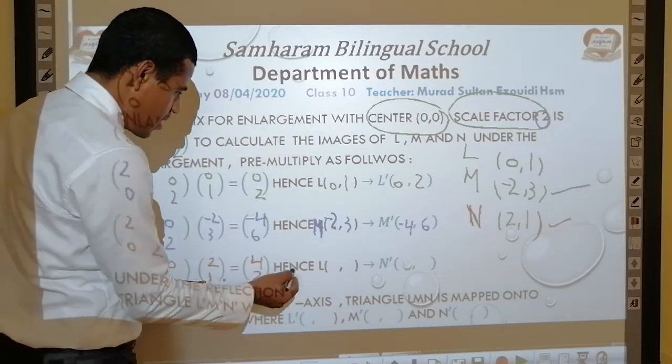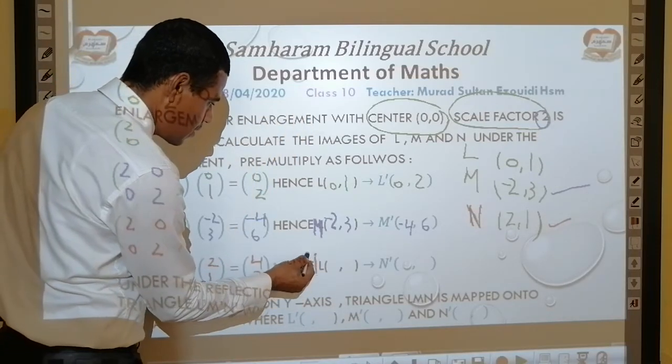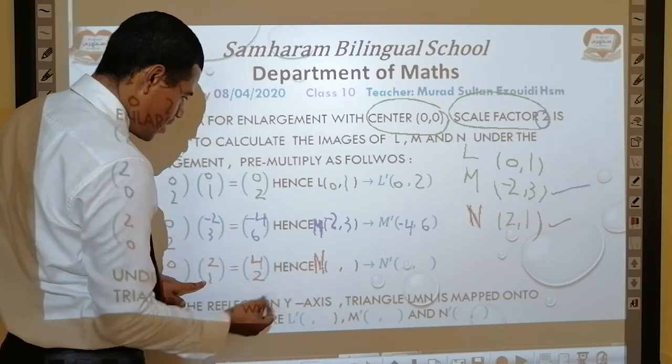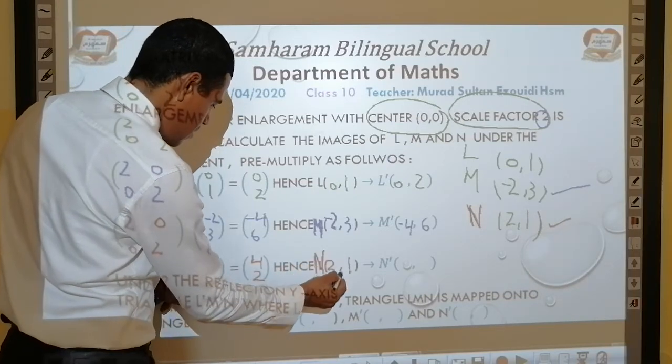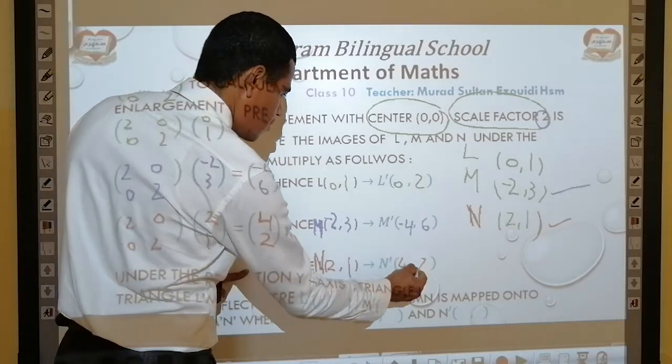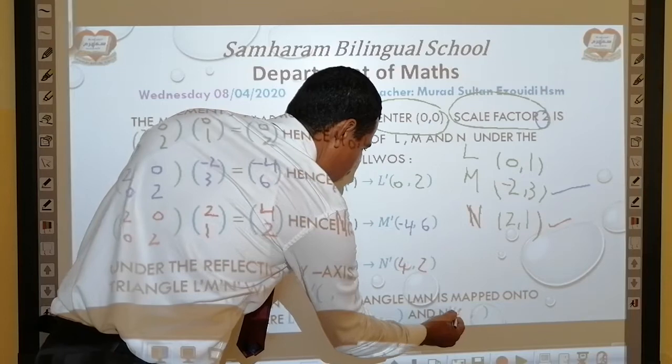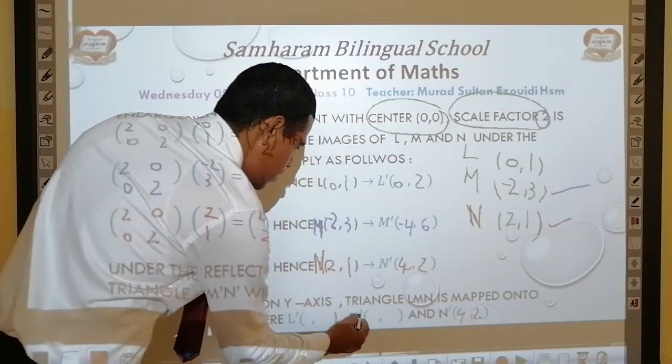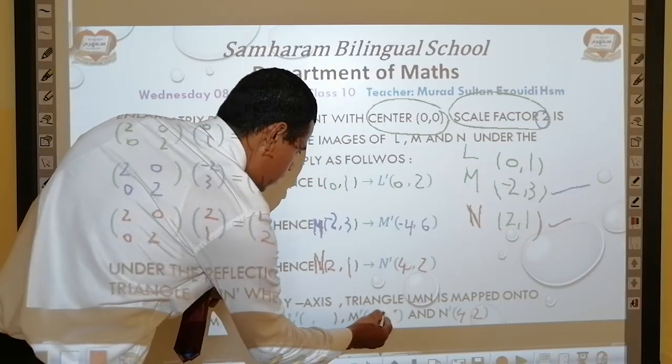So, hence N of coordinates 2, 1 maps to 4, 2. Okay, so this is 4, 2. This is negative 4, 6. And this one, 0, 2.